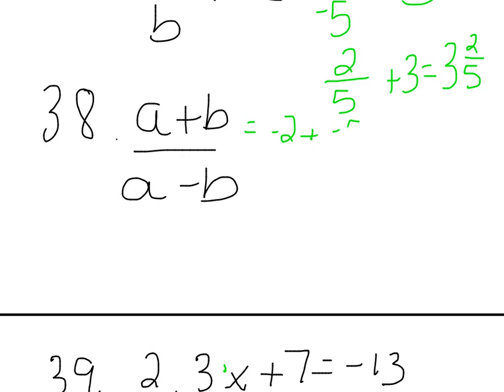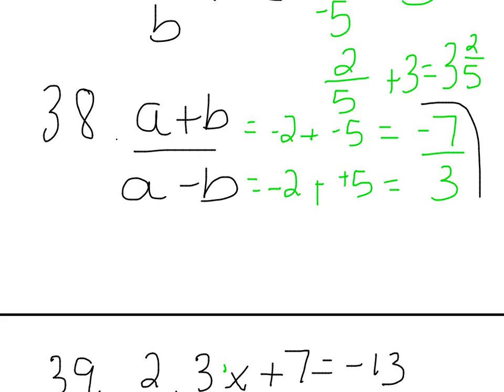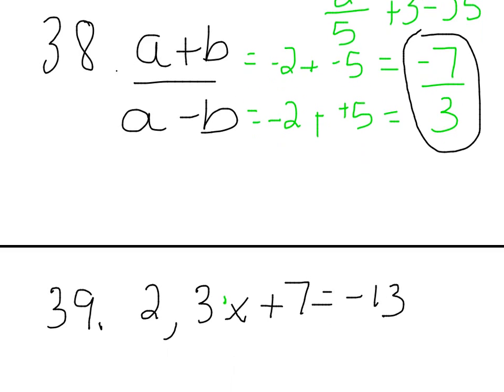On 38, again, A is negative 2, B is negative 5, so we say negative 2 plus negative 5 would give us a negative 7 on the top. Then down here we'd say negative 2 minus negative 5, and that minus negative changes to plus a positive, so we end up with 3 on the bottom. That is fine for your answer, negative 7 over 3. If you put negative 2 and 1/3, that is also correct.